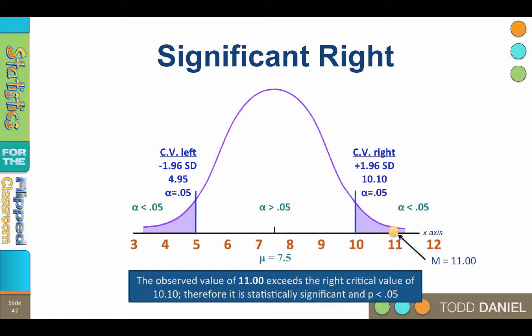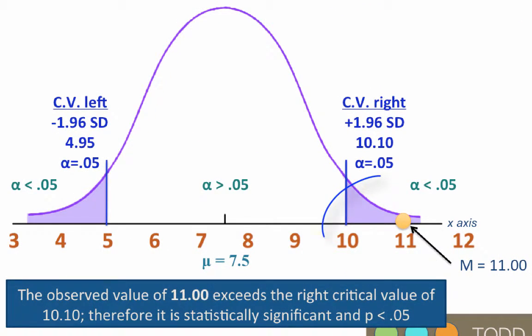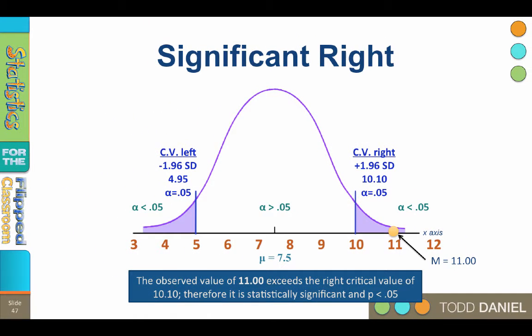Our Siberian sample mean had a value of 11. The observed value of 11 exceeds the right critical value of 10.10. Therefore, it is statistically significant, and the probability of randomly selecting a sample with this mean is less than 0.05. We will reject the null hypothesis that says there is no difference. We will conclude that there is a difference. We will say that the sample mean from Siberia is statistically significantly different than the population mean of 7.5.